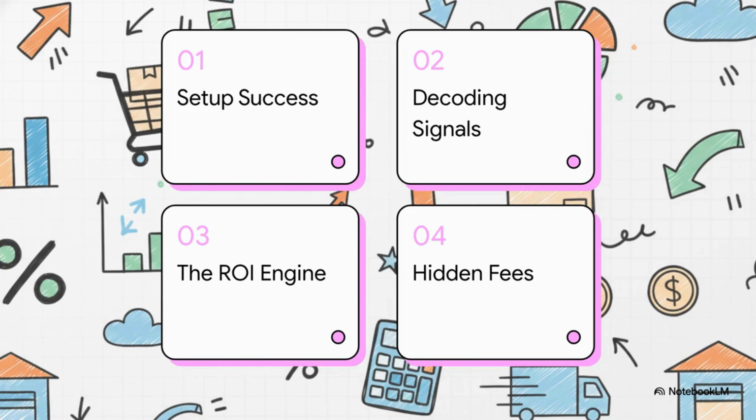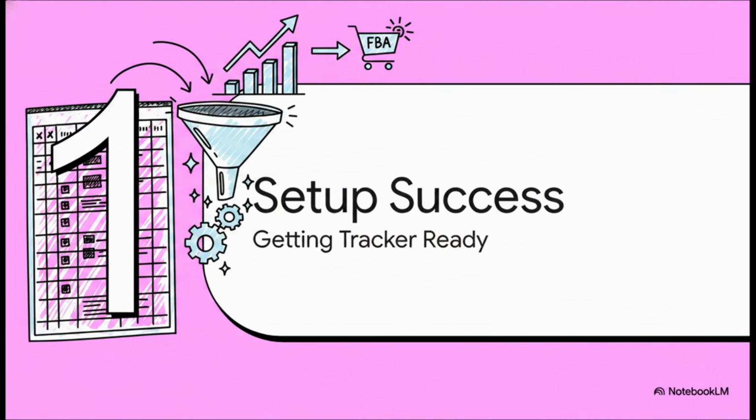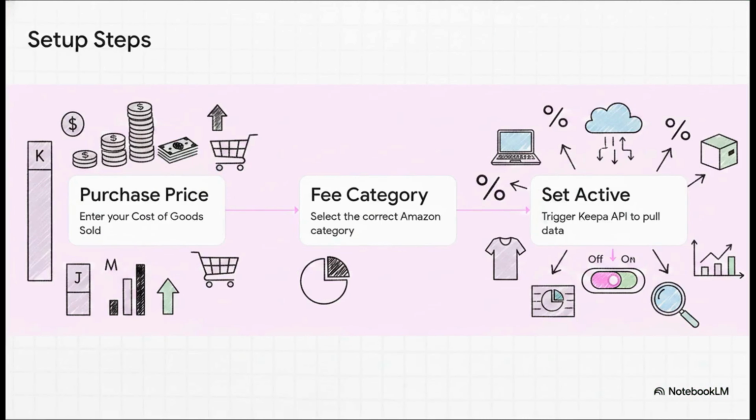So here's our roadmap for today. Part 1. Setup success. Getting your tracker ready to go. Okay, let's dive right into this. Setting up your sheet correctly is the absolute foundation here. Yes, it's an automated tool, but it needs precise inputs from you to actually work its magic.